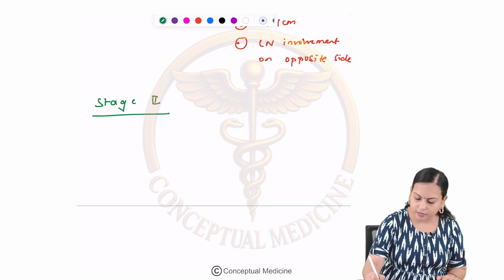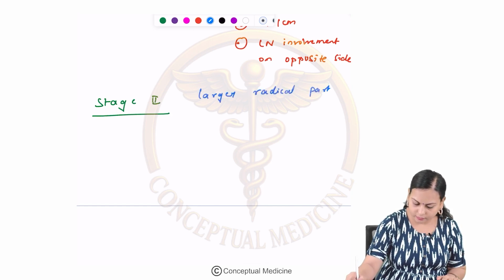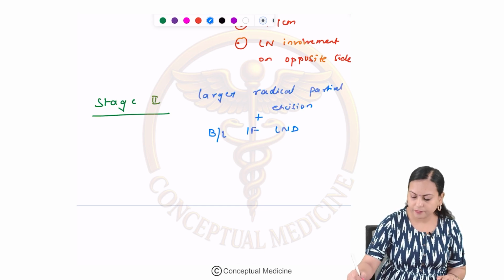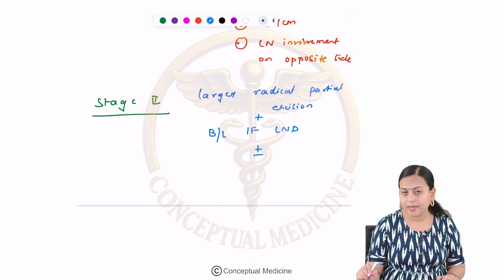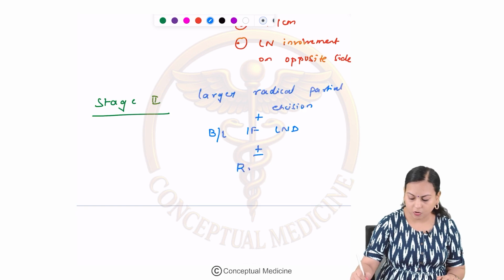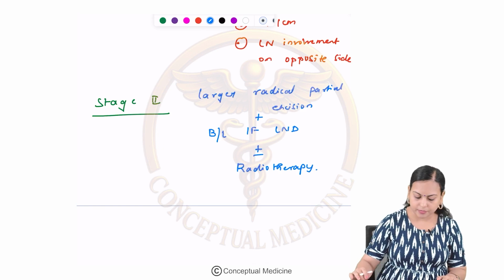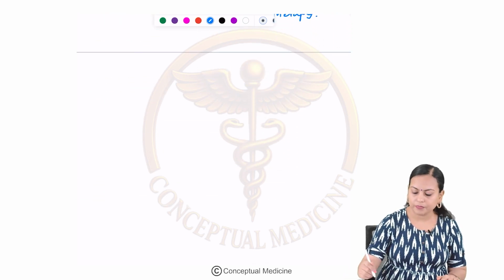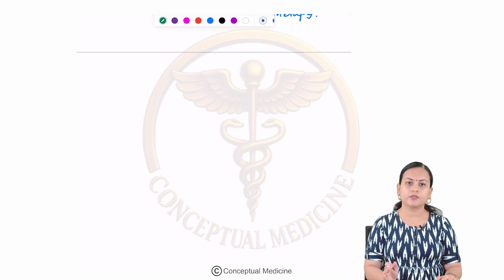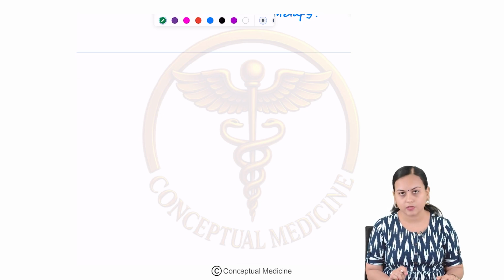And coming to the stage 2, you will offer her larger radical partial excision and bilateral inguinofemoral lymphadenectomy. This can be combined with radiotherapy also, but it can be avoided also sometimes. Okay, it depends upon the status of the patient. It has to be individualized, and also it depends upon the preference of the patient as well.